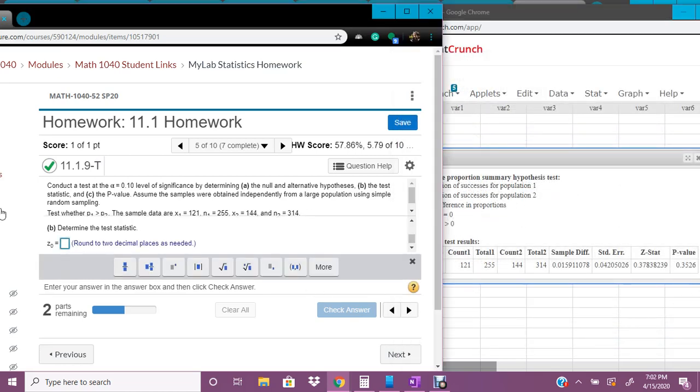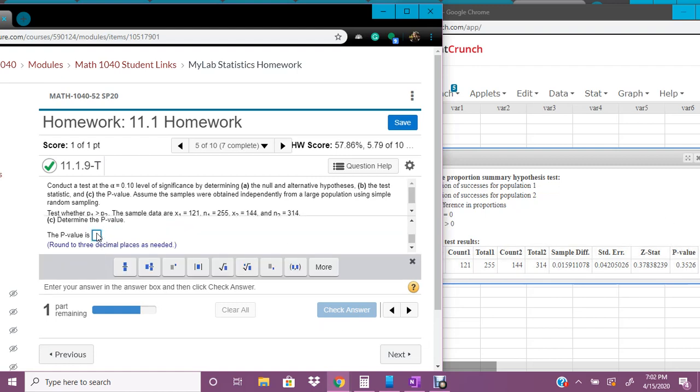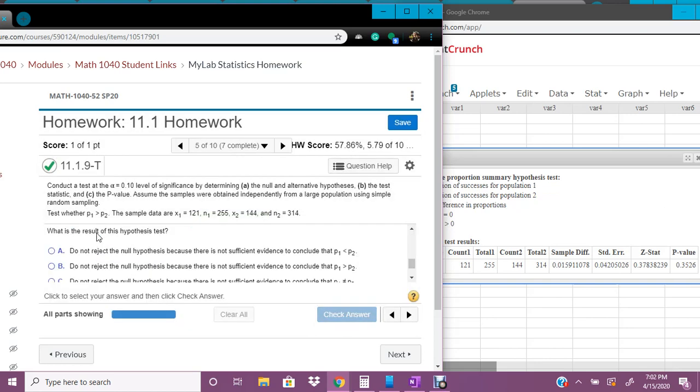And then your z-stat is the test statistic, and your p-value is as stated. And now we're going to decide what this means. We're going to compare our p-value to the level of significance.